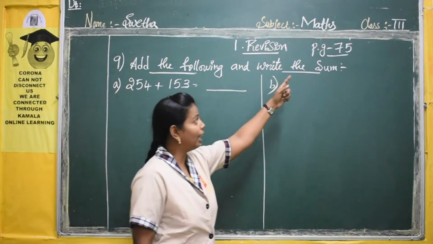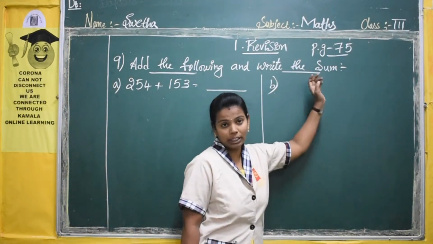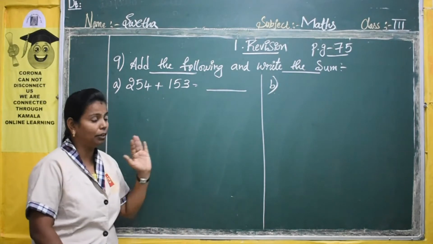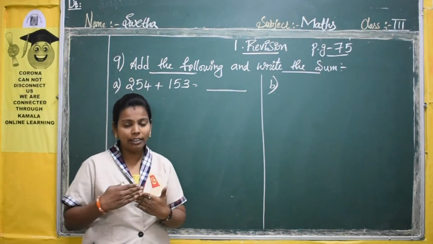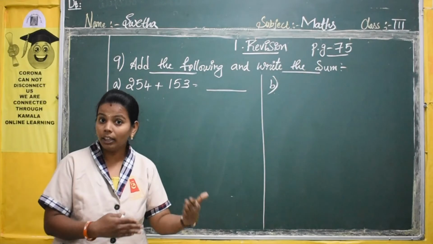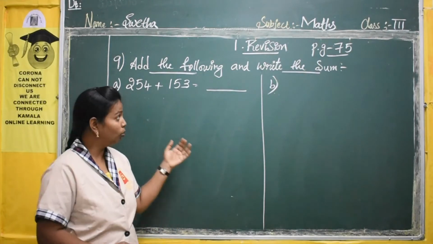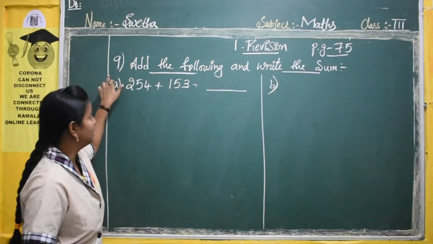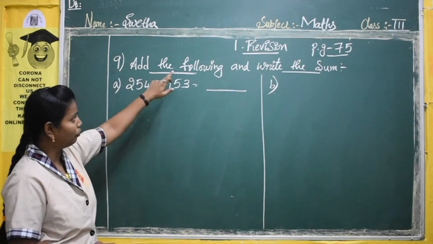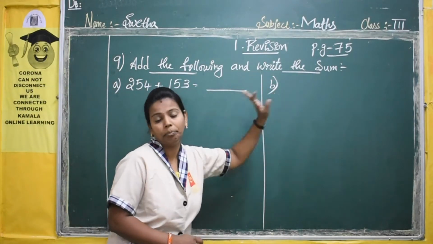Okay, see, here I have written the page number. These problems are on page number 75. From 1 to 8 we have already written in your term book. Now this ninth problem, see how it is: add the following and write the sum.